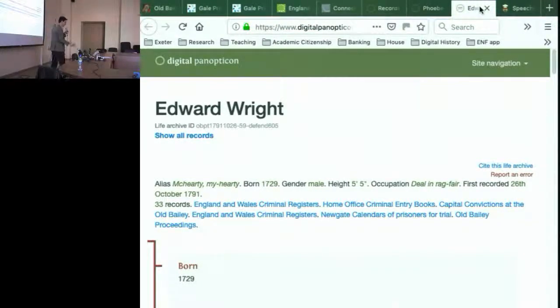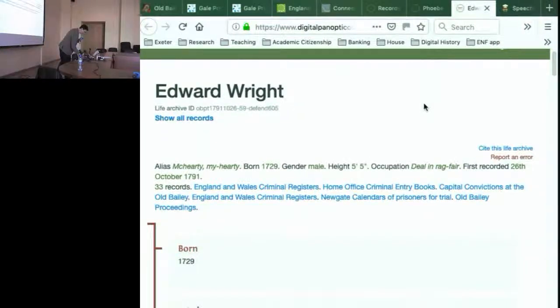And my favourite example of this is Edward Wright. So, Edward Wright, he was born in 1729. He's an offender who appeared several times at the Old Bailey. He's a recurrent thief. He's a recidivist. And quite simply, we wouldn't have known about his repeat offending if it wasn't for the Digital Panopticon, sorry. It's only through that process of record linkage and creating a narrative out of those linked records that we actually know about Edward's repeat offending.